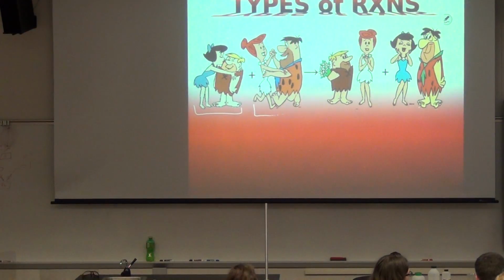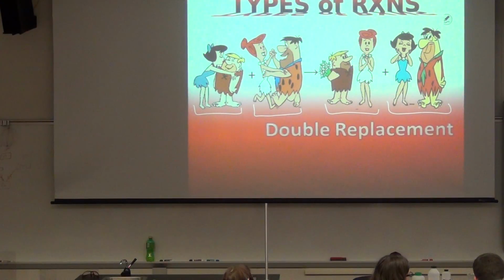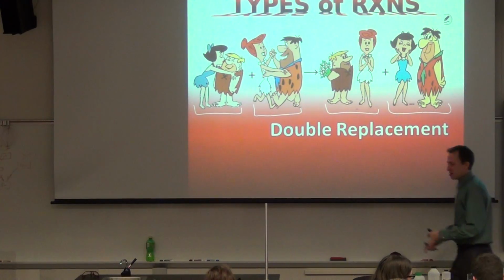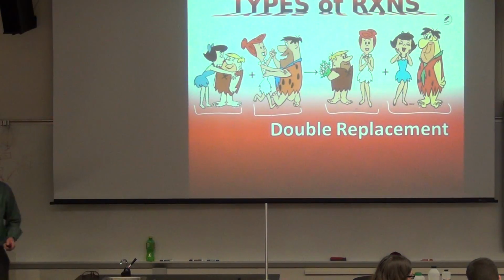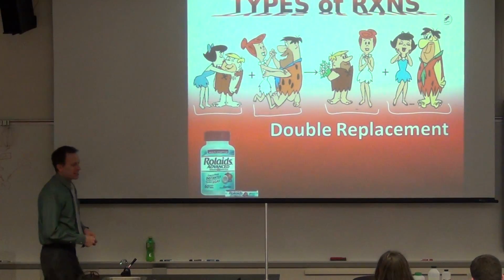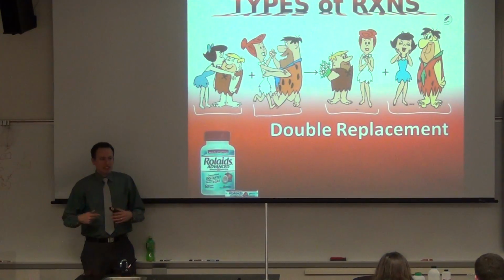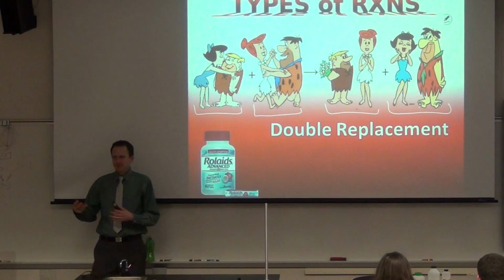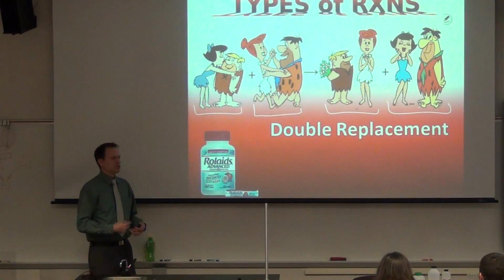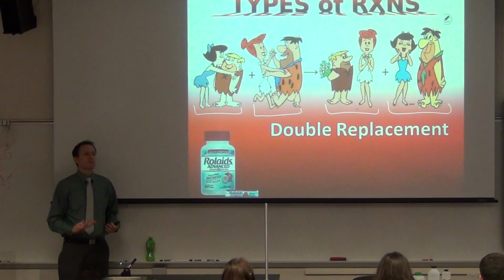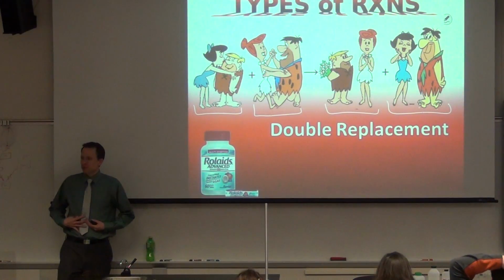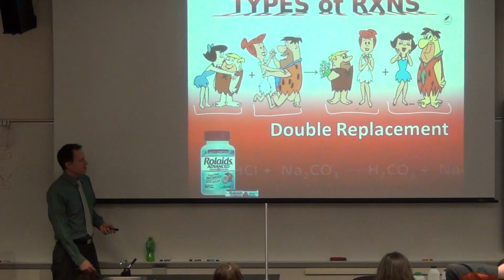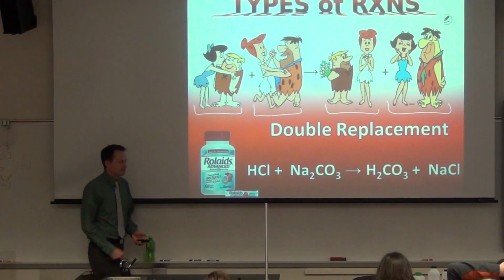Clearly, though, there are two pairs, and they're switching. That's as much as I will say. Double replacement reaction. So instead of one thing switching places, there are two. Okay. Great example, Rolaids. Huge industry. A lot of acidic foods, ulcers, and acid reflux and heartburn and all that stuff. You can take this and it will try to neutralize your stomach acid. So that reaction looks something like this.